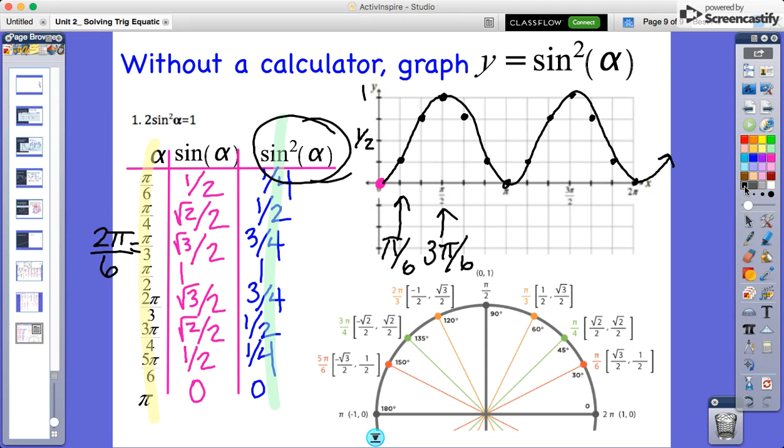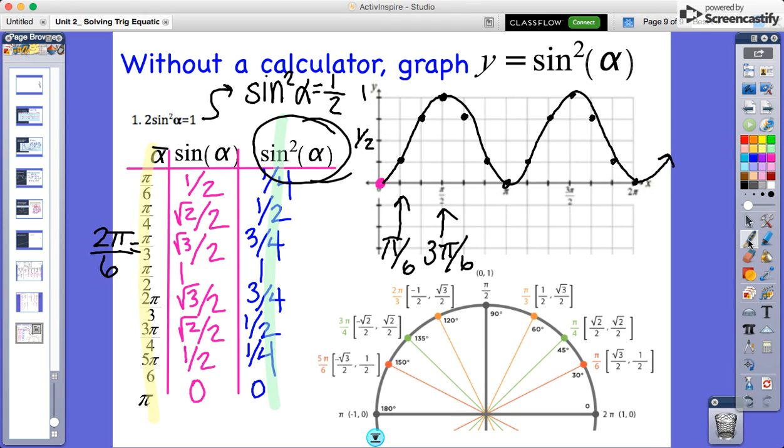So now what I want to do is use this graph to answer my problem. So I graphed y equals sine squared of alpha, but number 1 does not say y equals sine squared of alpha. It says 2. How do I get rid of that 2? Divide by 2 on both sides. So I can rewrite this as sine squared alpha equals what? 1/2. So I am looking for the places on my graph where the y value is 1/2.